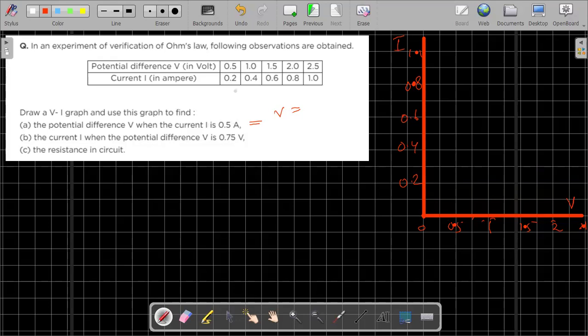So the points we have chosen are 0, 0.5 and potential 0, 0.2. So this is the point. The second point we obtain is 0.4, 1. Okay, potential 1, and this one is 0.4. So this is the second line. The third one is 1.5, 0.6, and 2, 0.8, and hence by joining this we obtain a straight line.